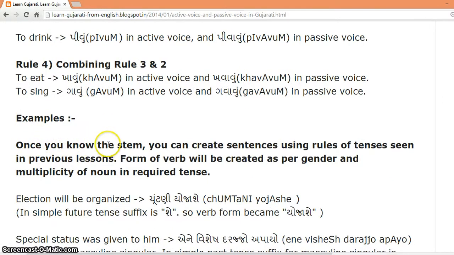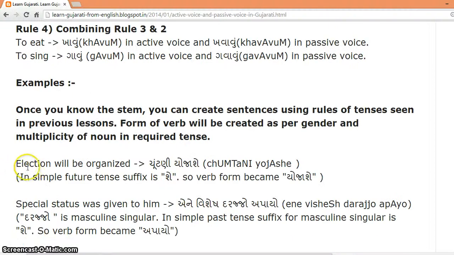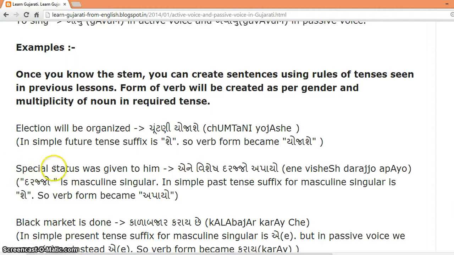Examples, once you know the stem, you can create sentences using rules of tenses seen in previous lessons. Form of verb will be created as per gender and multiplicity of noun in the required tense. Election will be organized. Chutni yojashe. In simple future tense, suffix is she. So verb becomes yojashe.